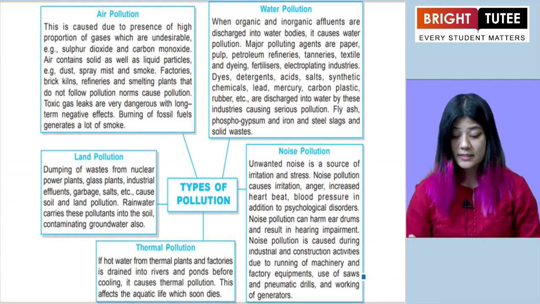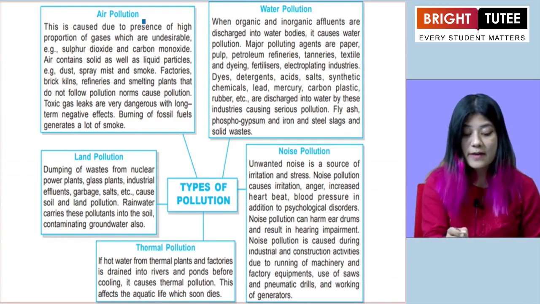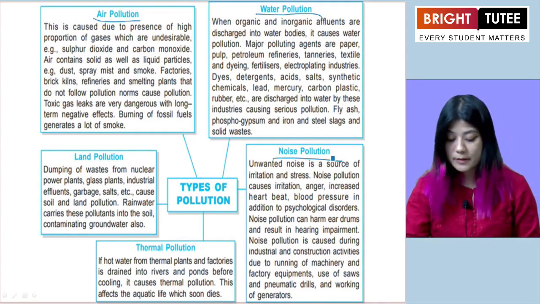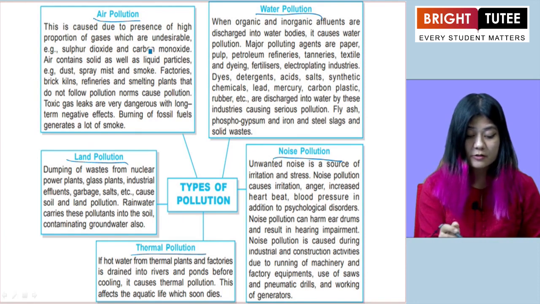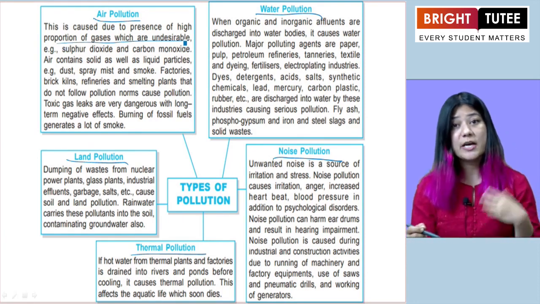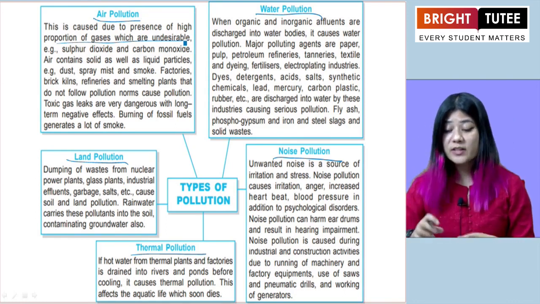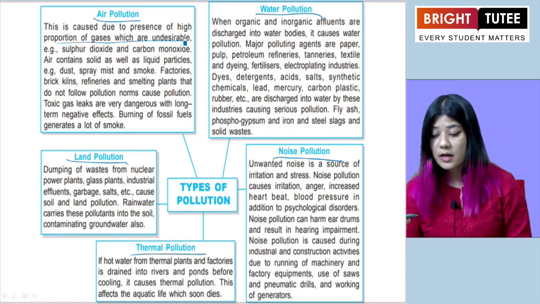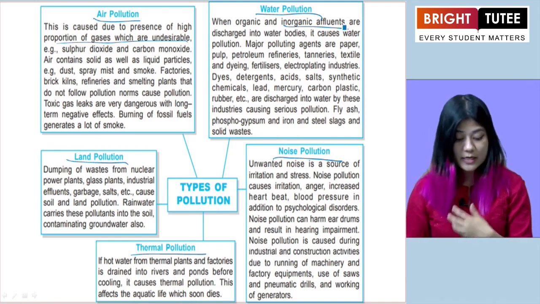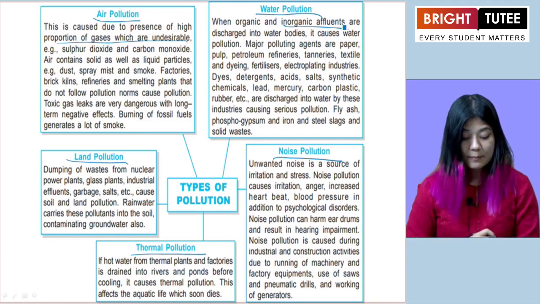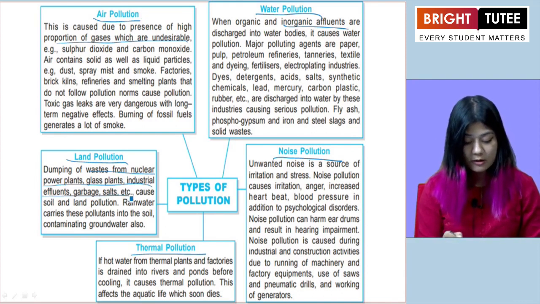And here in this slide, what we can see is various types of pollution which is caused by the industries. Okay, so we have air pollution, water pollution, noise pollution, land pollution, and thermal pollution. Air pollution is caused due to the presence of a high proportion of gases which are emitted by the industries. Water pollution is caused when water with toxic chemicals and other inorganic effluents is released into the water bodies, the rivers, the drains, the ocean, etc. Land pollution is caused by dumping of waste from nuclear power plants, glass plants, industrial effluents, garbage, etc.